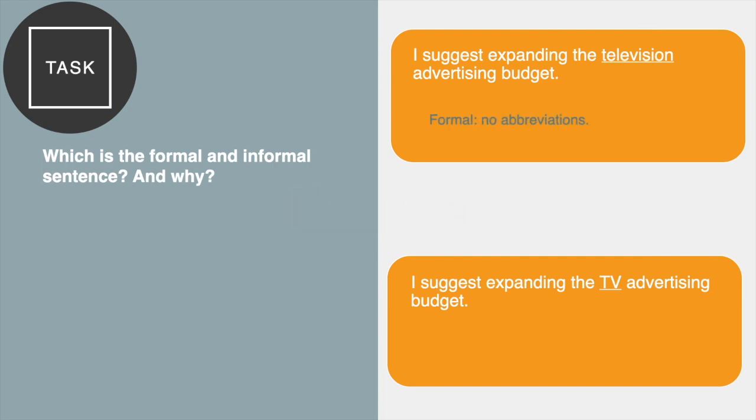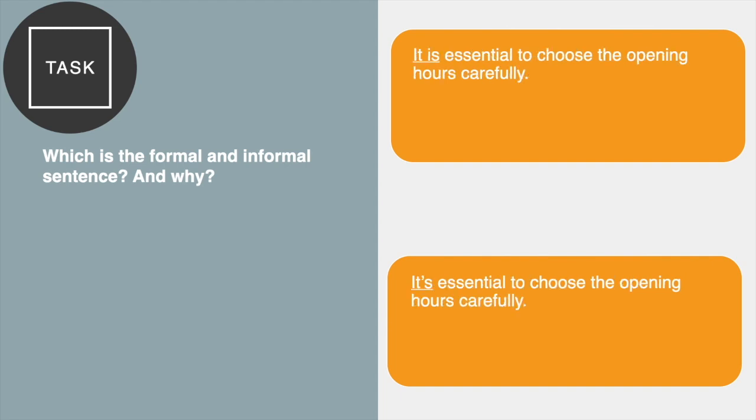So, the first sentence is formal. This is due to the fact that there are no abbreviations. However, the second sentence is informal. This uses an abbreviation. Next, which is the formal and informal sentence and why? Pause the video and press play when you're ready to review.